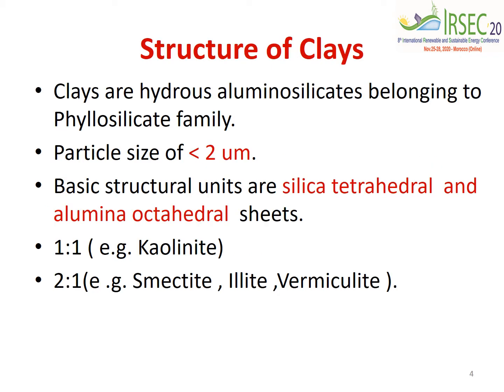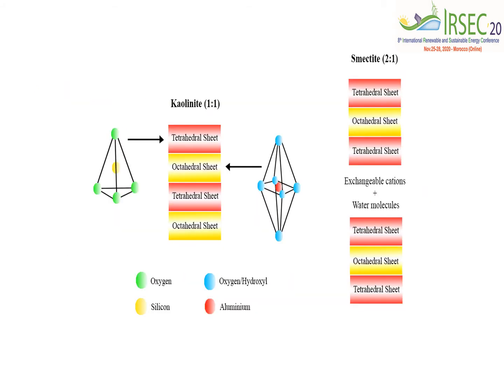Structure of clays. Clays are hydrous aluminous silicates belonging to the phyllosilicate family and they have particle size of less than 2 micrometer. They consist of silica tetrahedra and alumina octahedra sheets, and on the basis of arrangement of these silica and alumina sheets, they can be categorized into two types, 1:1 and 2:1. Examples of 1:1 is kaolinite and 2:1 is smectite, illite, vermiculite.